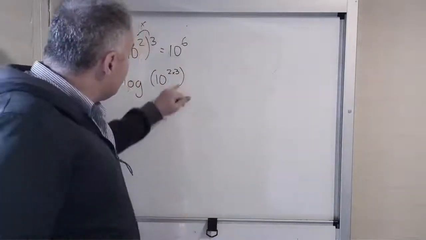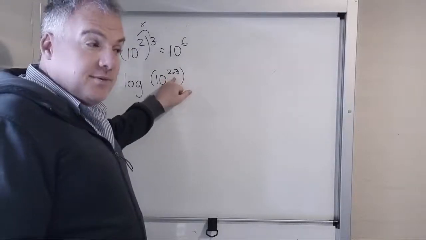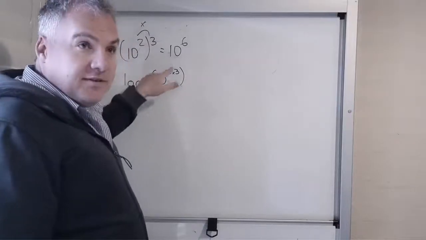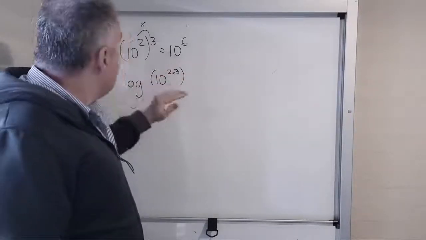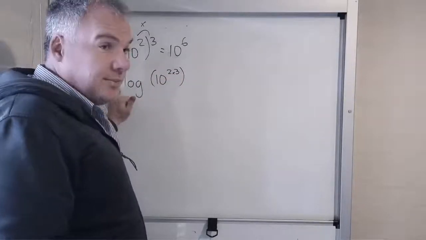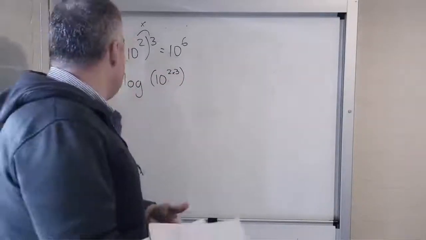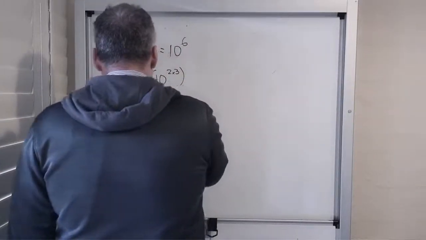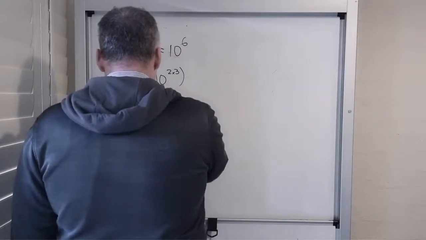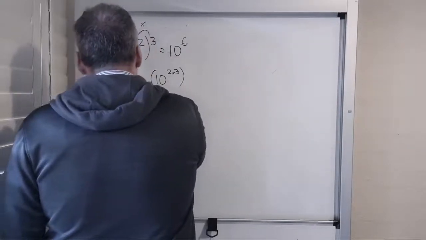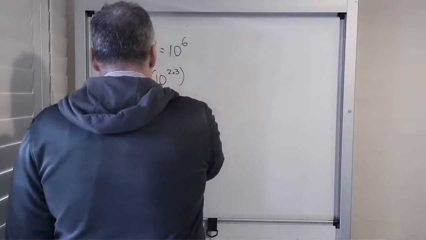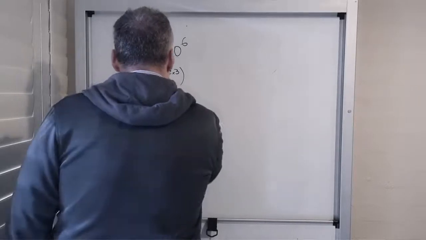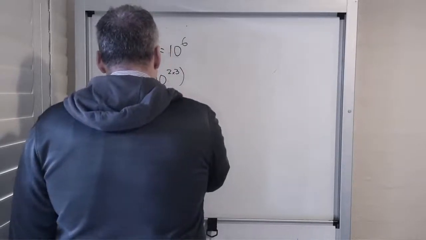Okay? If you've got two things in this index position multiplied together, you can pull it out and times it by the log. So here's going to be log 2 times log 2 times 10 to the 3.